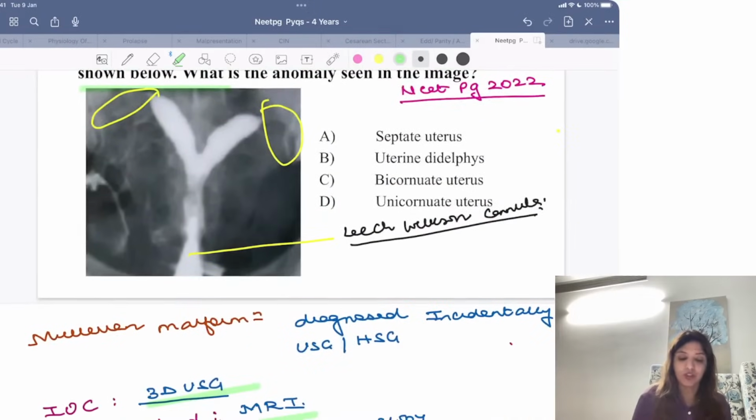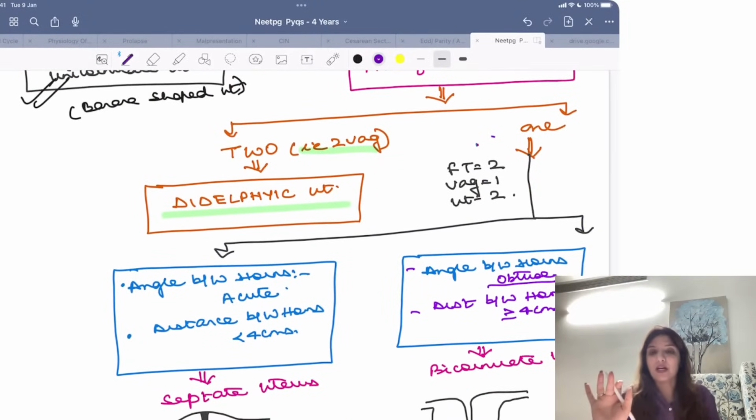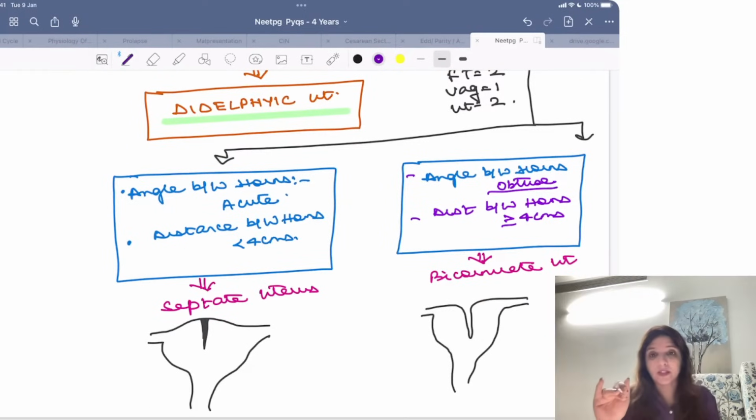Now, in this image, I am seeing only one cannula. So because it is one cannula, it cannot be didelphic uterus. Because there are two fallopian tubes, it cannot be unicornuate uterus. Right? Now, if it is one cannula, then either it is a case of septate uterus or a bicornuate uterus. How to differentiate between them?